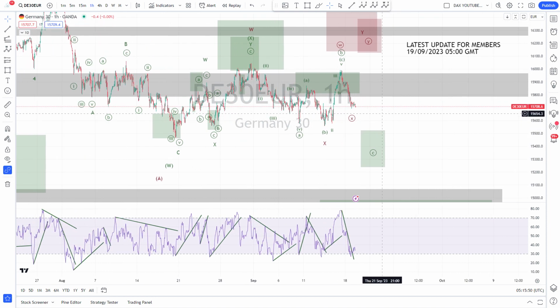The problem with this count is I do not really like this structure here. So yesterday I told you I was expecting a fifth wave to the upside because this looked incomplete. Now I labeled it as 5 waves, but I did this not with a lot of conviction.